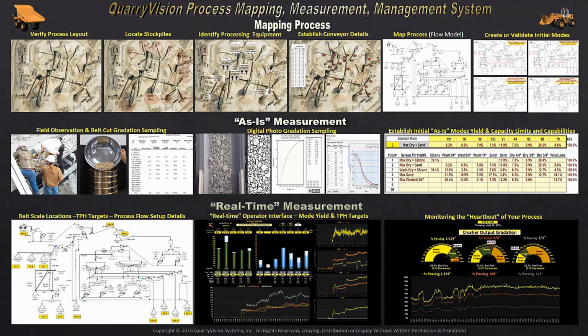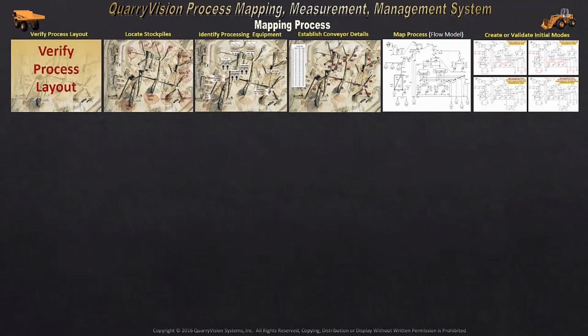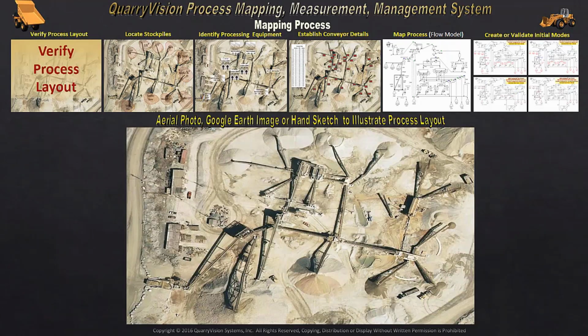The first step in implementing the Quarry Vision strategic optimization system is to map the process. This begins by verifying the process layout to depict where material comes in, and where it goes out, and how it flows within the processing system.